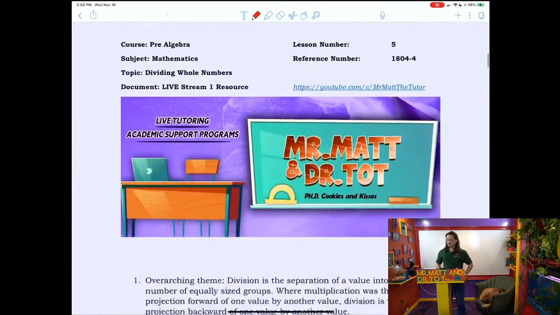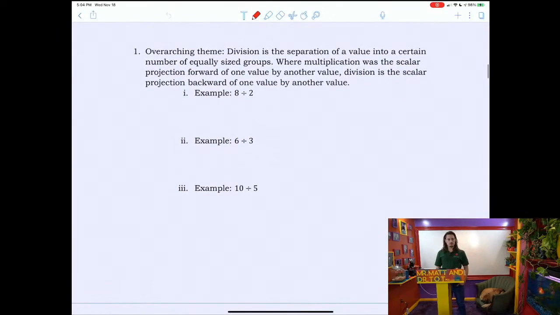So I just want to read out the overarching theme here, and then I'm going to scroll back up to explain some things visually. Division is the separation of a value into a certain number of equally sized groups. Where multiplication was the scalar projection forward of one value by another value, division is the scalar projection backward of one value by another value. So you can think about it as reducing it by a certain portion of the original value, not relative to 0 necessarily, but relative to the original starting value that you have.